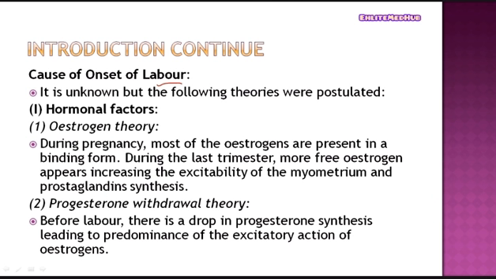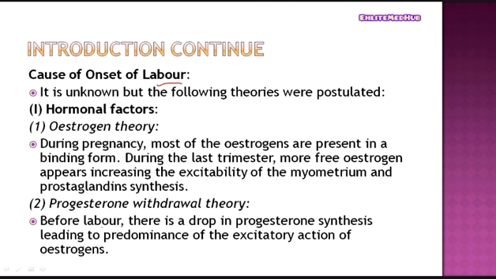So during the early stages of pregnancy, that's during the first and second trimester, estrogen is bound to receptors and not free. But during the last trimester, estrogen is free, resulting in excitability of the muscular layer of the uterus known as the myometrium, and also there is an increase in prostaglandin synthesis. And you know what prostaglandins do, they increase or cause contraction of the uterus.